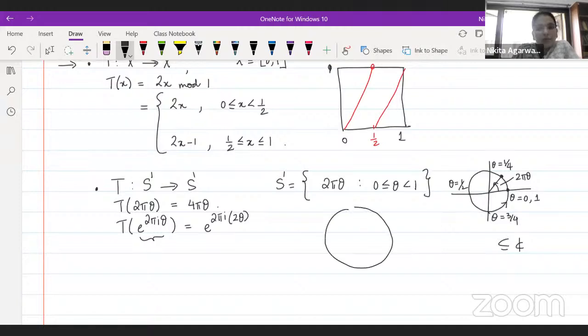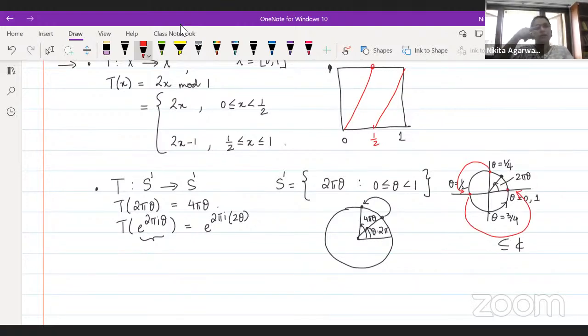So let us draw a nice picture now. If you start with a point at angle 2 pi theta, it goes to 4 pi theta. So this point goes to this point, right? What is happening when you do this? The angle doubles, right? Now, when the angle doubles, if you were at 0, you stay at 0. If you are at 1 by 4, you go to 1 by 2. If you are at 1 by 2, you go back to 0, right? So half of the circle, when you apply the map, goes to the entire circle, right?